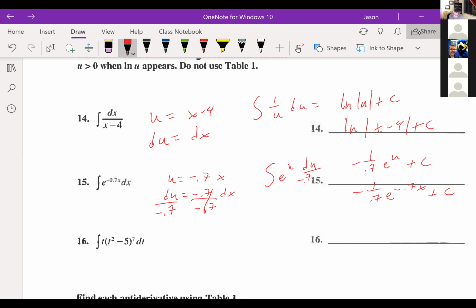I could also clean it up a little bit. That 0.7 is 7/10, and if I were to divide by 7/10, I would flip that over. So I could rewrite this as negative 10 over 7 e to the negative 0.7x, or e to the negative 7/10 x. It doesn't really matter. Either of these is correct.